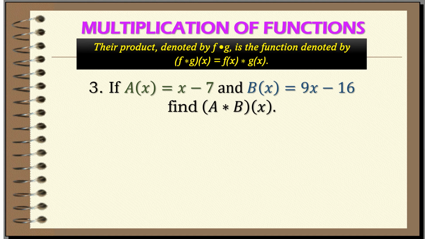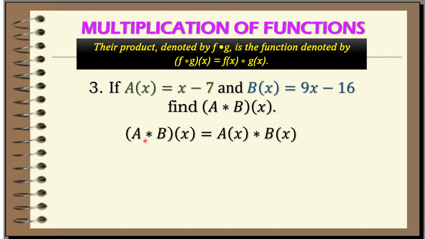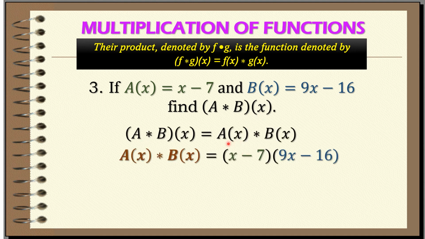Third example, we have here if a of x is equal to x minus 7 and b of x is equal to 9x minus 16, find a times b of x. So first thing to do is to define the operation. We have to write this, and then the next equation would be writing down the value of each function.